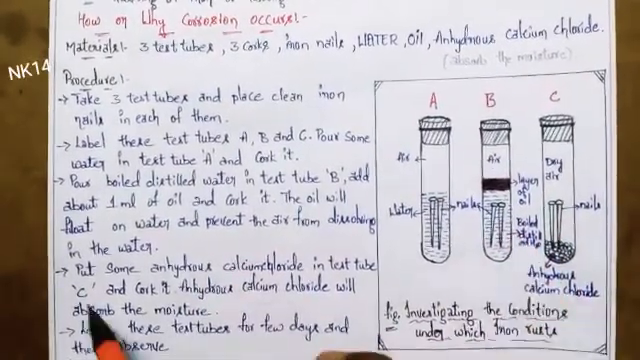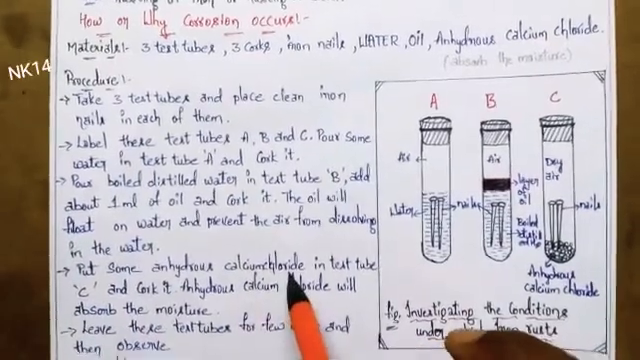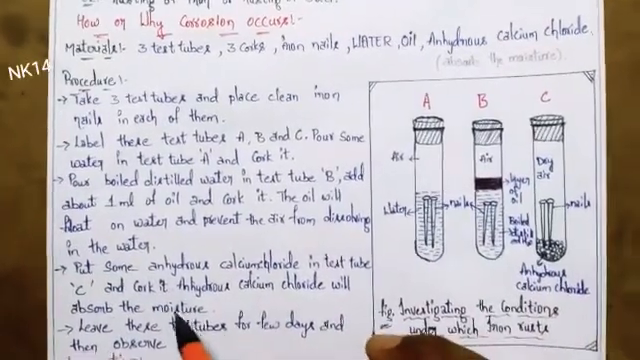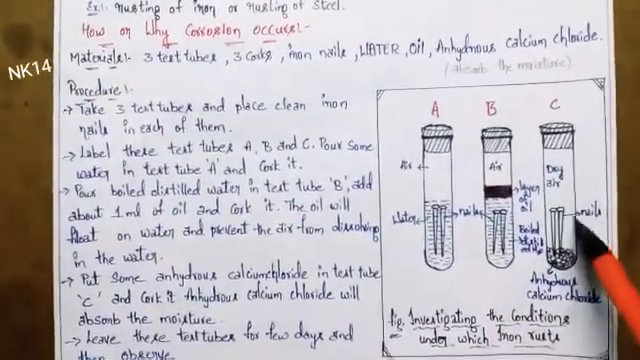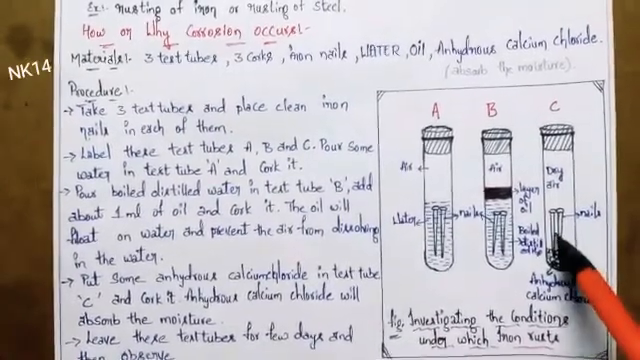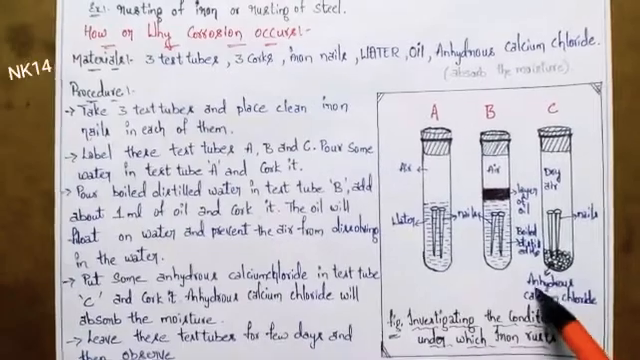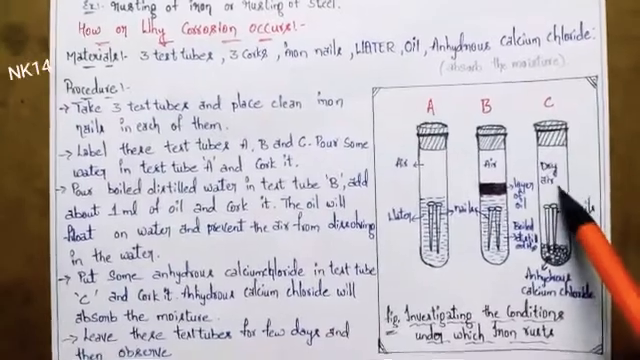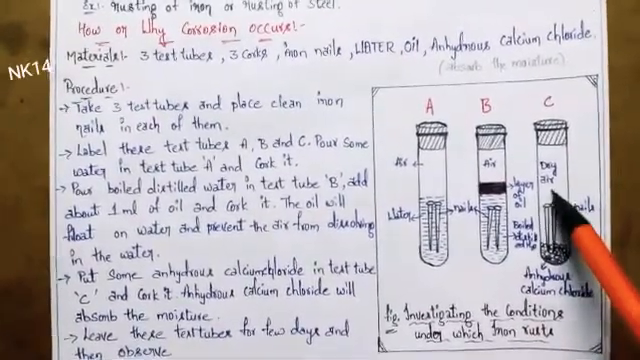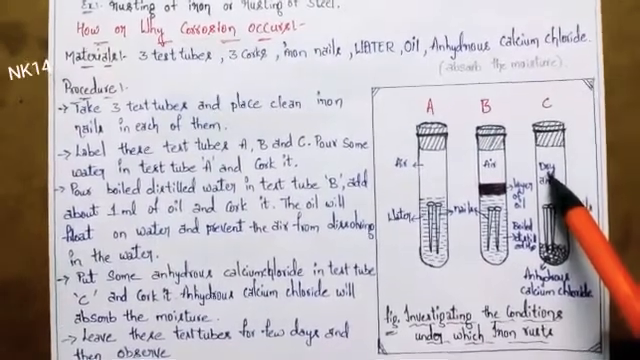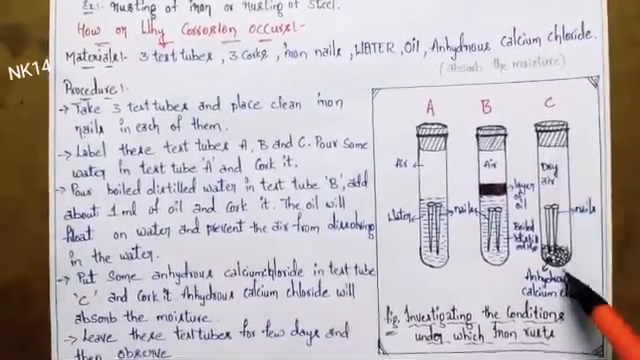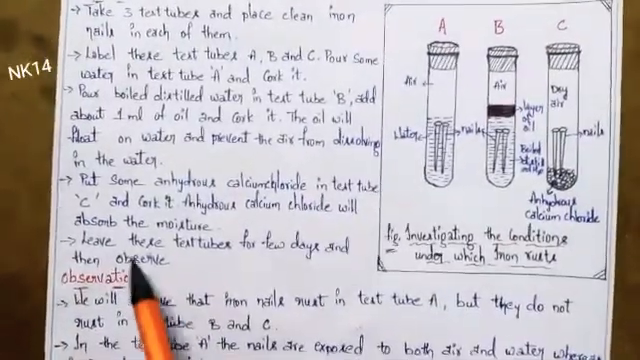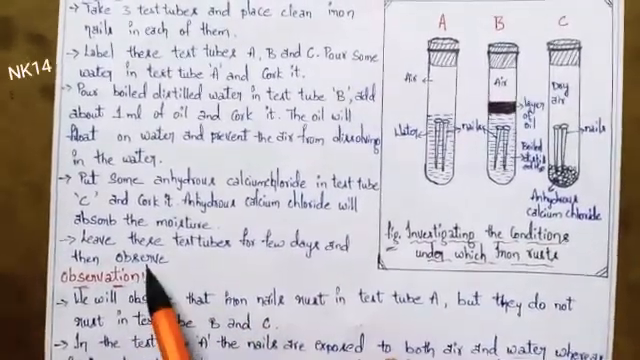Next, coming to C, put some anhydrous calcium chloride in test tube C and cork it. Anhydrous calcium chloride will absorb the moisture. So friends, as I already said, in test tube C we place anhydrous calcium chloride after placing the nails. This chemical has the property of absorbing all the moisture, so the remaining will be only dry air. Close the rubber cork after placing the anhydrous calcium chloride in the test tube. Leave these test tubes for a few days and then observe.